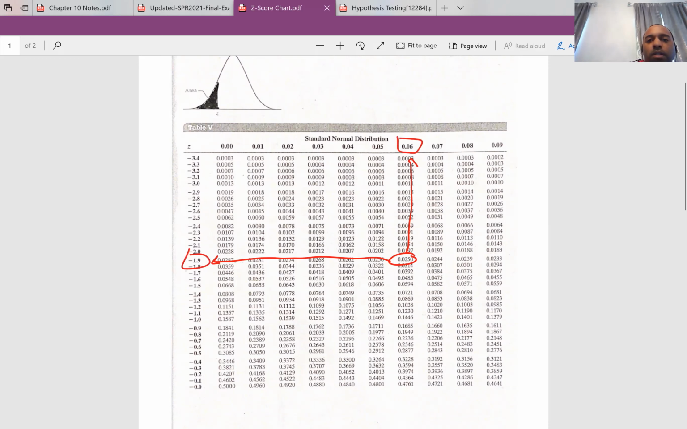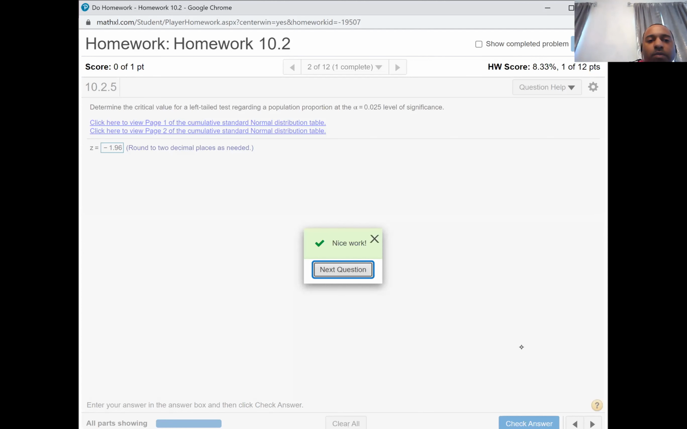Everybody okay with that? Yeah, so far. Mm-hmm. Because even when I was looking, I was like, wait, how do I find it? But okay, now I do it that way. Okay. Mm-hmm. All right. So yeah, negative 1.96.